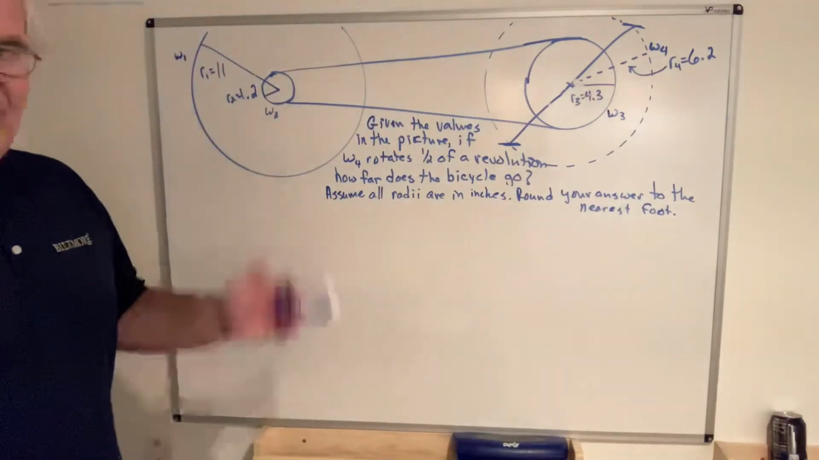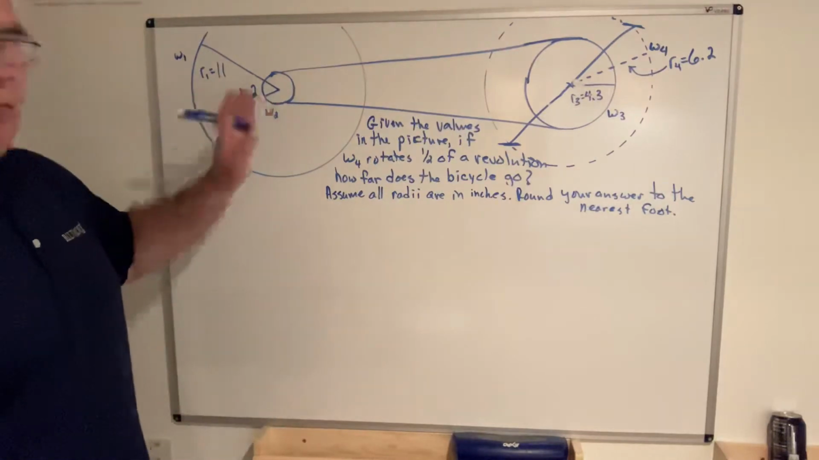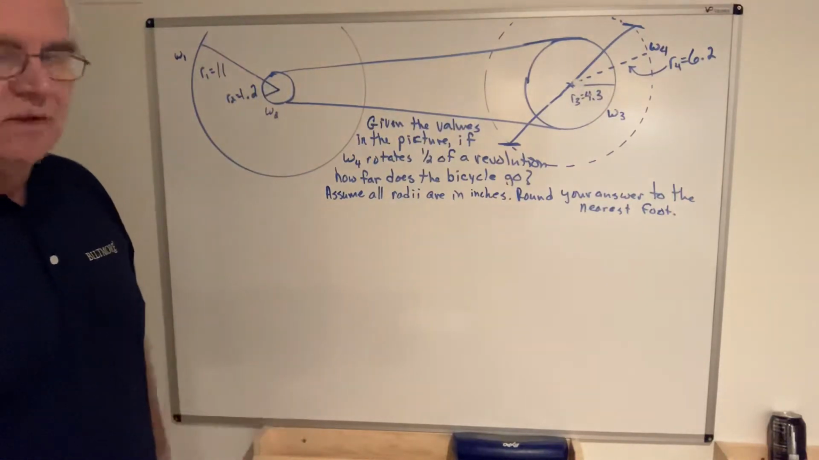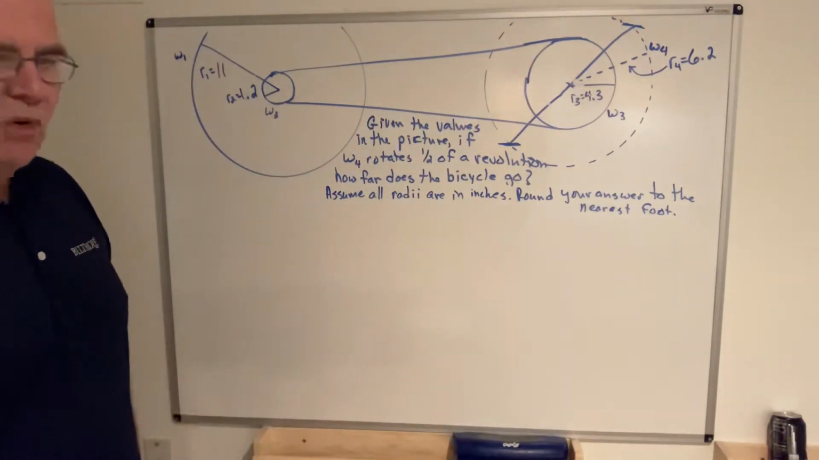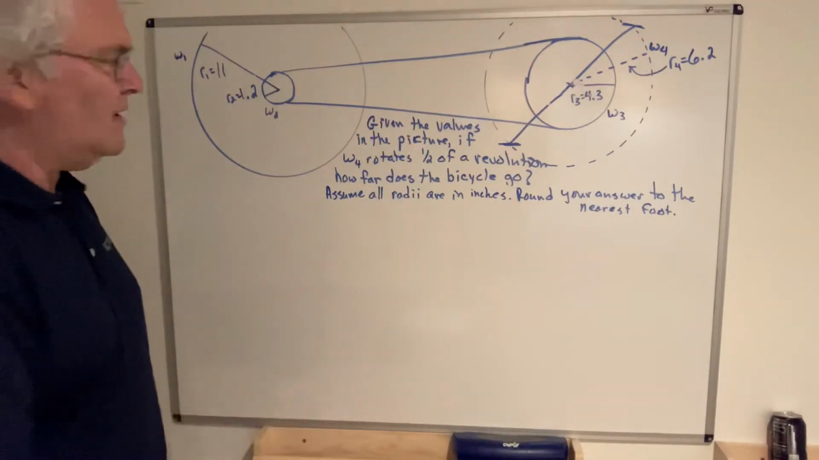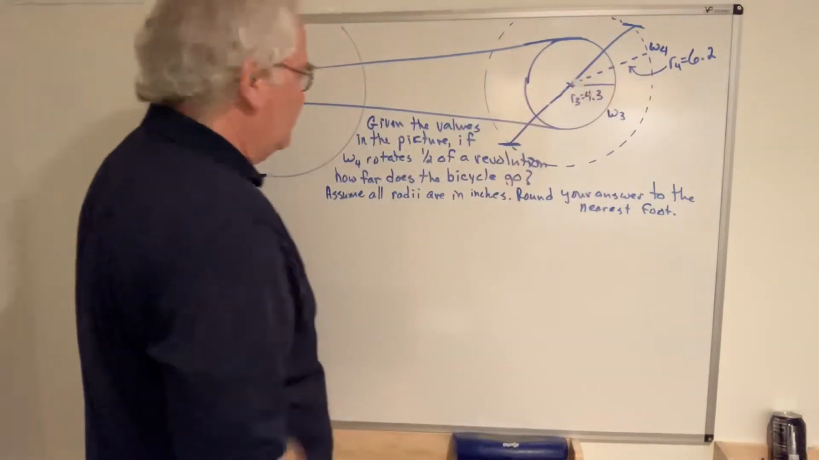I've just picked numbers out of the blue sky. I have no idea. This would probably look like a disastrous bicycle of goofy proportion. Maybe it's a clown bicycle or something. I don't know. But this is my wheel.